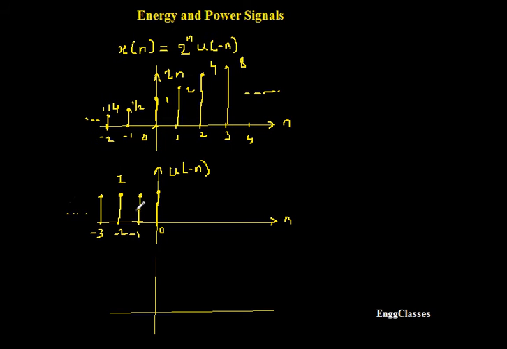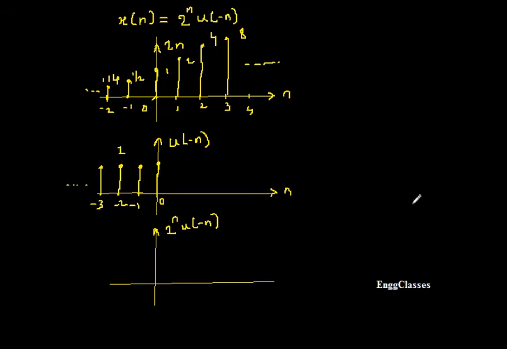The task is I need to multiply these two things, and ultimately I'm going to get x of n, that is nothing but 2 to the power n u of minus n. So if I multiply them, what am I going to get? Consider the LHS, I mean the positive sides. Here 2 to the power n exists, but I don't have anything for u of minus n. So ultimately I'm going to get all values as 0. For n equal to 1, 2, 3, I'm going to get the amplitude as 0. I hope you are following it.